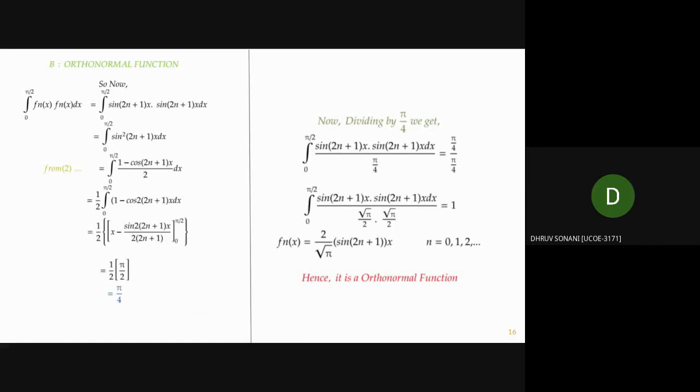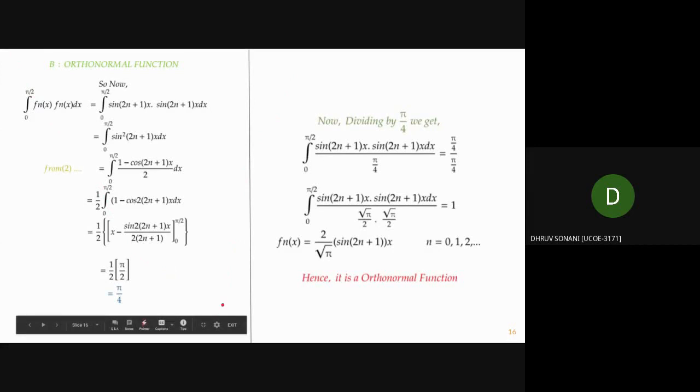As we know, sin square x equals (1 minus cos 2x) by 2. By applying this formula, we get the integral from 0 to pi by 2 of (1 minus cos(2(2n+1)x)) dx by 2. Removing the constant outside, we get half the integral of 1 minus cos(2(2n+1)x) dx. By integrating, we get half of x minus sin(2(2n+1)x) upon 2(2n+1), with limit 0 to pi by 2. Applying the limit, we get 1 by 2 into pi by 2, so the final answer is pi by 4.